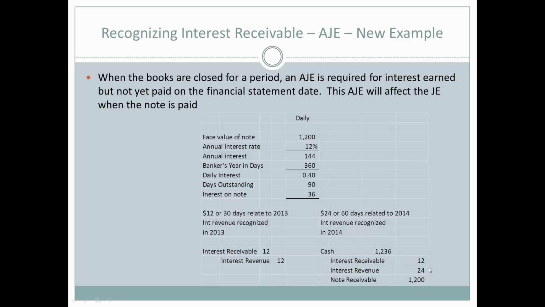The difference between the interest receivable and the note receivable and the cash that is paid out on the note is $24, and that represents the 60 days in 2014, the $24, which is the interest revenue that would be recognized in 2014.